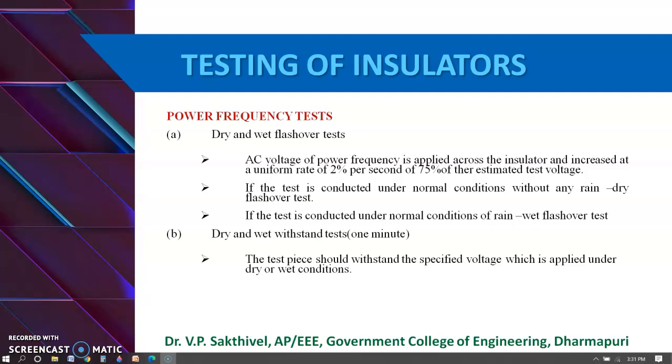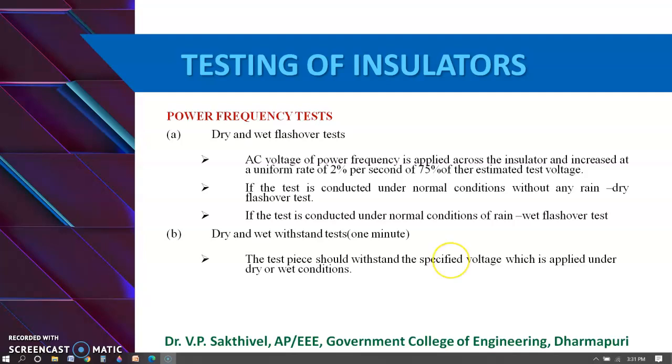The second one is the dry and wet withstand test for 1 minute. In this test, the specified voltage in the relevant application is applied under dry or wet conditions for a period of 1 minute with the insulator mounted as in service condition. In service condition, the insulator is subjected to the voltage for 1 minute under either wet or dry condition. Then the test piece should withstand the specified voltage.